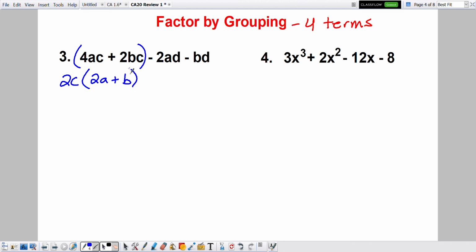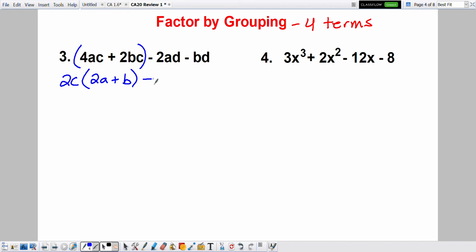And so that's what I did. I took out the greatest common factor of the first 2 terms. On the right side, I can go ahead and look for a greatest common factor. Now there is no number, but if you notice they're both negative, I can take out a negative number. So I'm going to do negative 1.